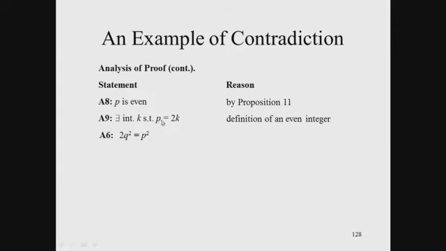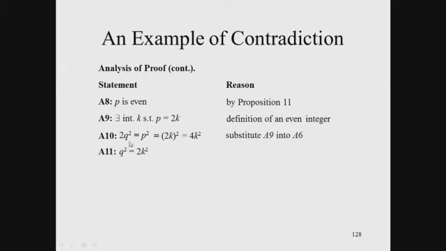But we know that p is equal to 2k from A9, so let's put 2k in here for p, and we get 2k the quantity squared, which is otherwise known as 4k squared. And let's call that statement A10. So that's substituting p equals 2k.